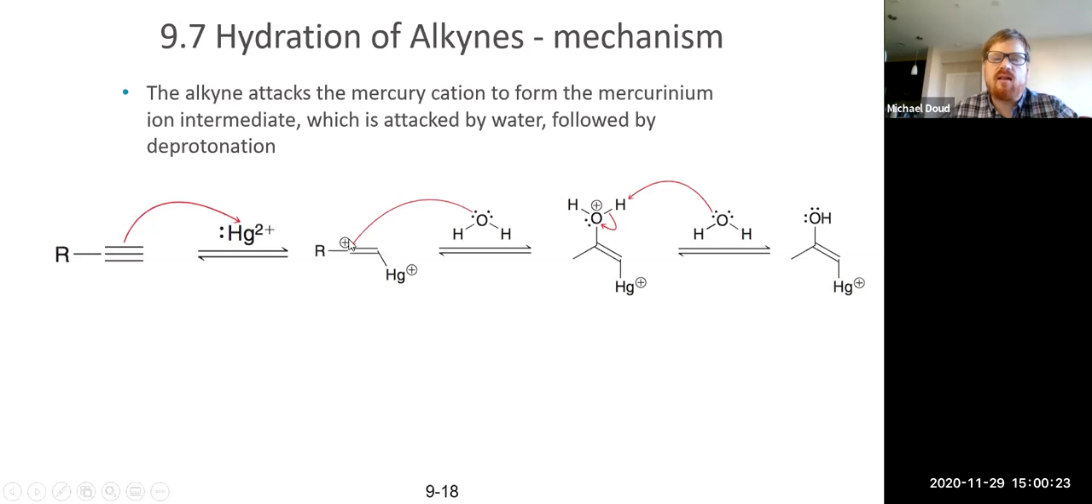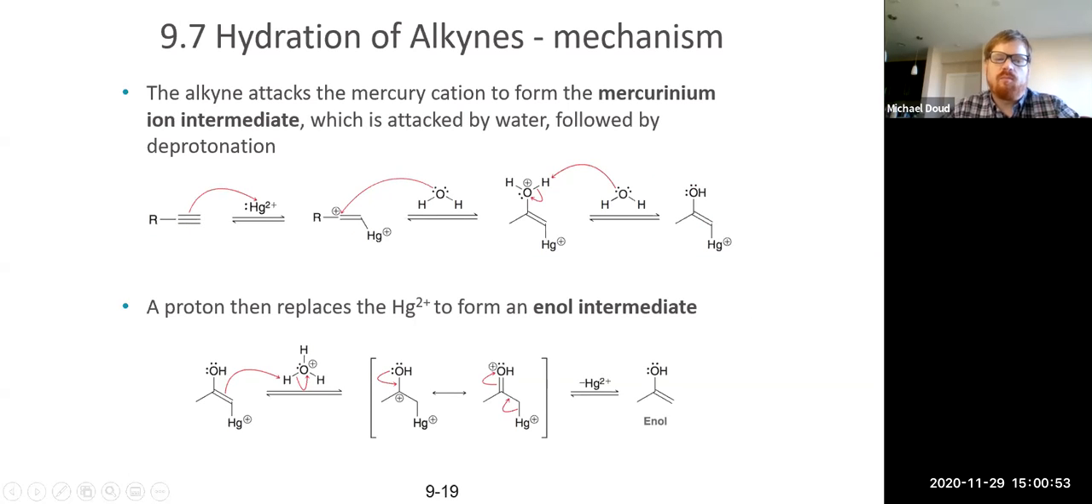Now, this vinyl cation is strongly electrophilic. So water can then attack this vinyl cation and form your new carbon-oxygen bond. Then you have your protonated alcohol. This is very strongly acidic, so it's going to pass its proton on to another water molecule in a proton transfer. And that gives you your enol with the mercury still attached here.